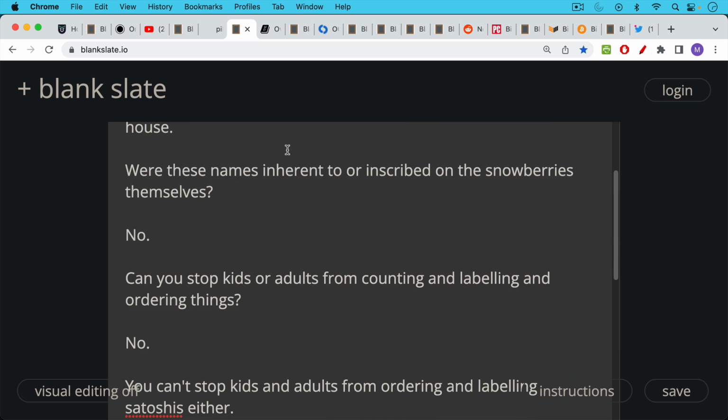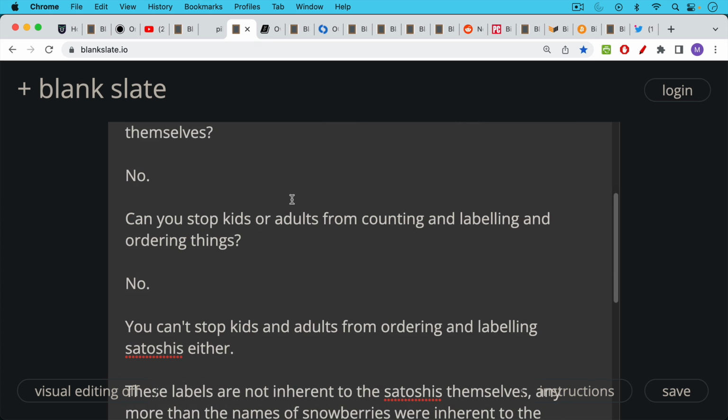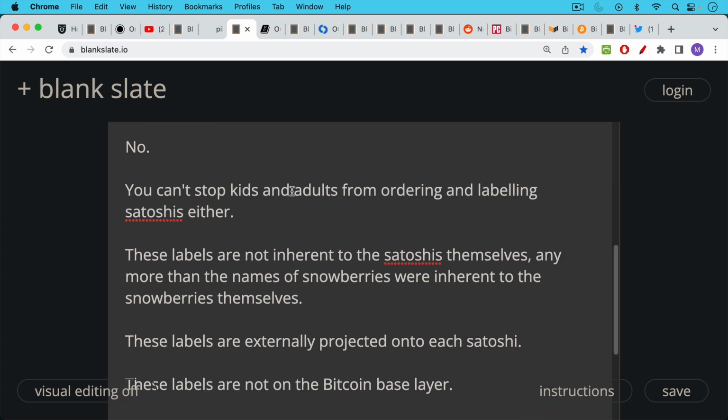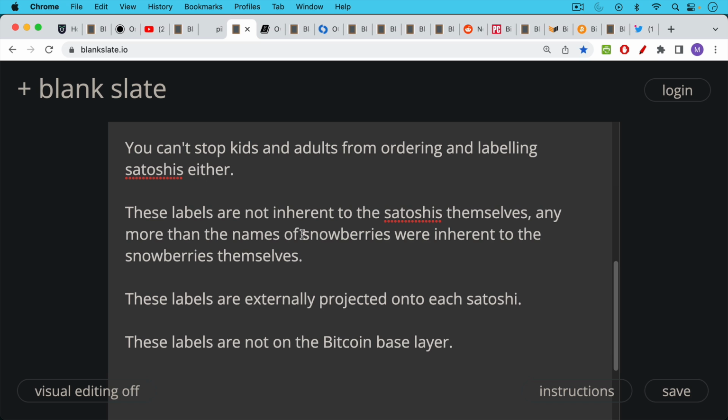Can you stop kids or adults from counting and labeling and giving names to things and ordering them? No, you cannot. You can't stop kids and adults from ordering and labeling satoshis either, as it turns out. And it's important to realize when it comes to ordinals, these labels are not inherent to the satoshis themselves, any more than the names of the snowberries that my brother and I gave to them were inherent to the snowberries themselves. These are labels and orderings that are externally projected onto each satoshi. These labels are not on the Bitcoin base layer.